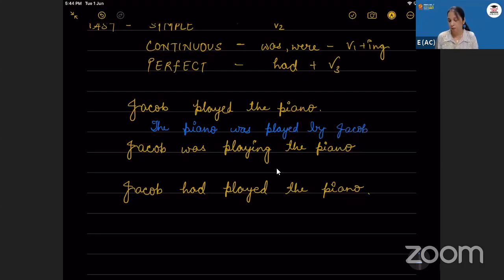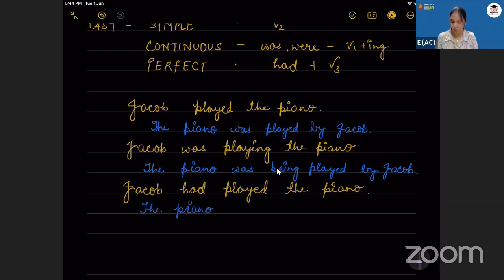The next one. Okay, Sharon, second one. The piano is being played by Jacob. Is being? Was being played by Jacob. Yes, don't make errors, please. Was being played by Jacob. And who is telling? Shivansh, please go ahead. The piano had been played by Jacob. Very good, Shivansh.